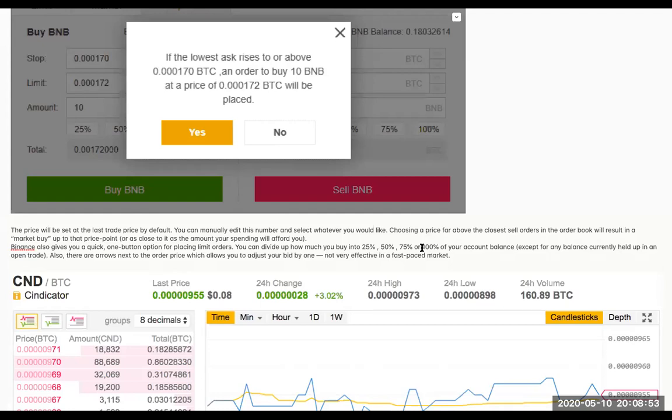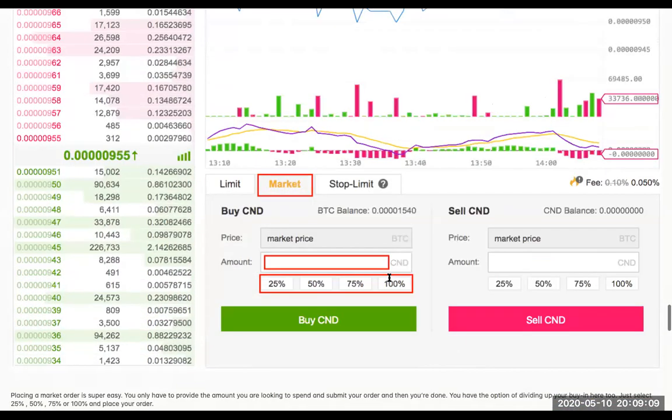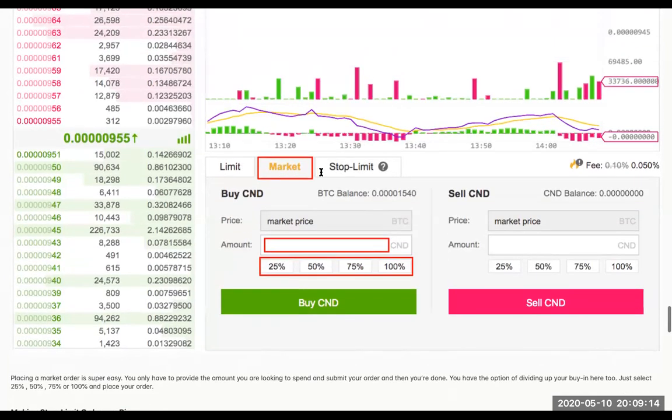Those are the options inside your Binance account balance, except for any balance currently tied up in an open trade. Also, there are arrows next to the order price, which allow you to adjust your bid by one, not very effective in a fast-paced market. This is what I was talking about. Here we find the limit, here we find the market, also the stop limit, and here we find the fees, which is around 0.05%. You can use BNB to pay for the fees instead of Bitcoin.